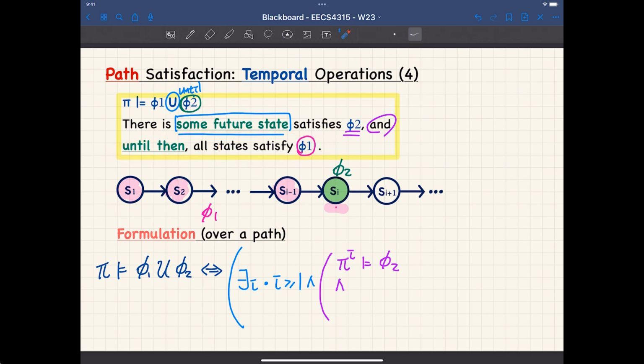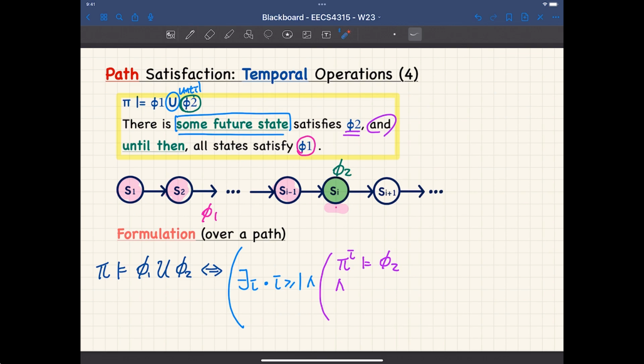Do you think if I just put another until operator, would it work? Well, that wouldn't work because it's infinite recursion. You don't even have a base case, right? So don't try another until operator. You cannot define something by itself without a base case. Yeah, Patrick, go ahead. For all j between 1 and i, pi to the power of j satisfies phi 1.